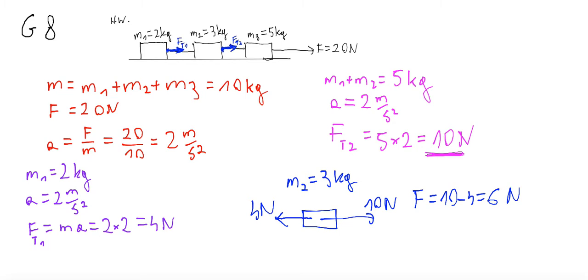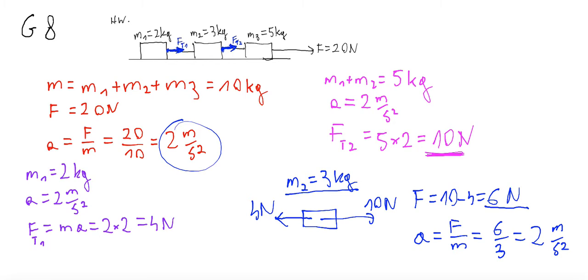Okay, so if we have mass of 3 kilograms, which experiences a force of 6, so what is acceleration? Acceleration is force over mass, so 6 over 3, which is equal to 2 meters per second squared, which is correct because acceleration of the system should be 2 meters per second squared. Is it clear? Or moreover, you can check it in a different way.